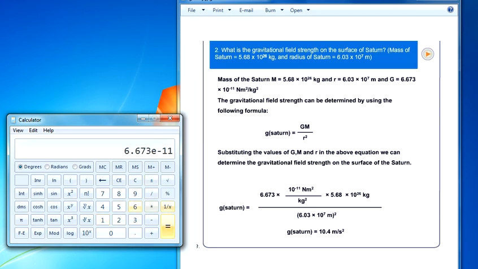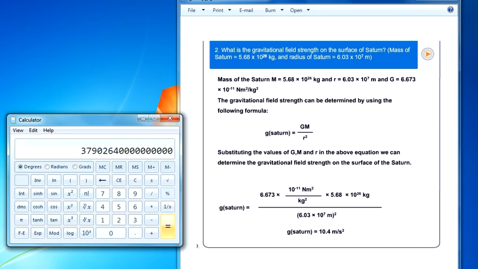All right? So now we take that times the mass of Saturn. And here the mass of Saturn is 5.68 times 10 to the 26th. So we take the G times the mass, which is times 5.68. Now we hit the times 10, which is the EXP button. Now this one's positive, so we don't change it to negative. We leave it at positive, and the exponent's 26. So this reads as 5.68 times 10 to the 26th power.